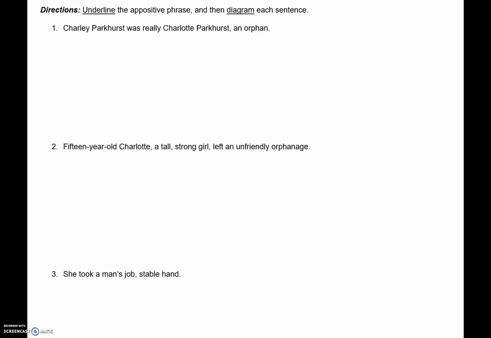There are 3 practice problems on the back. I'd like for you to complete these as the final piece of your homework. So go through and underline the appositive phrase and then diagram each one. We'll check these in class when I see you next.